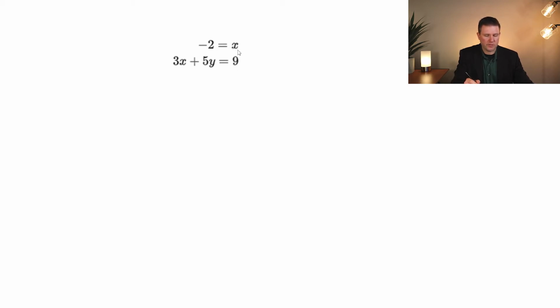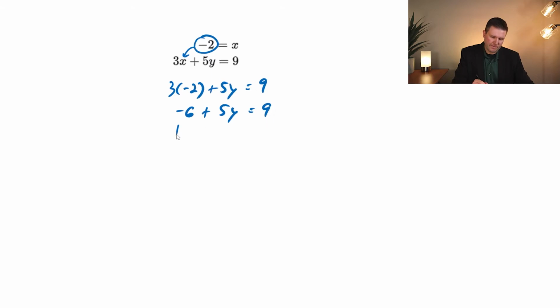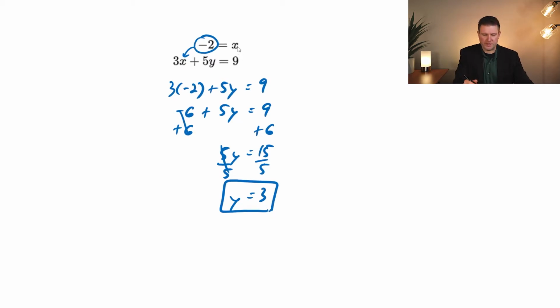So we already know the x coordinate of the intersection point is negative 2. So just take the negative 2, pop it in for the x there. 3 times negative 2 plus 5y equals 9. Negative 6 plus 5y is 9. Add the 6 over. 5y is 15. Divide both sides by 5. Y is 3. Now, just like last time, we already have one of the coordinates here, x is negative 2. So for your solution, negative 2 for the x, because you already know, and then 3 for the y.